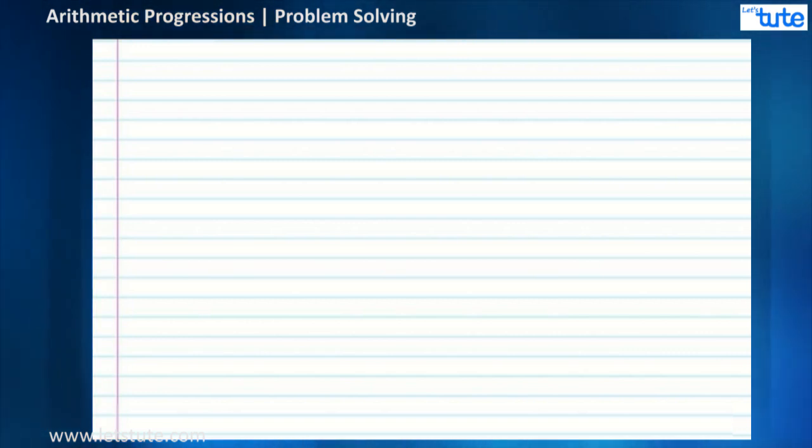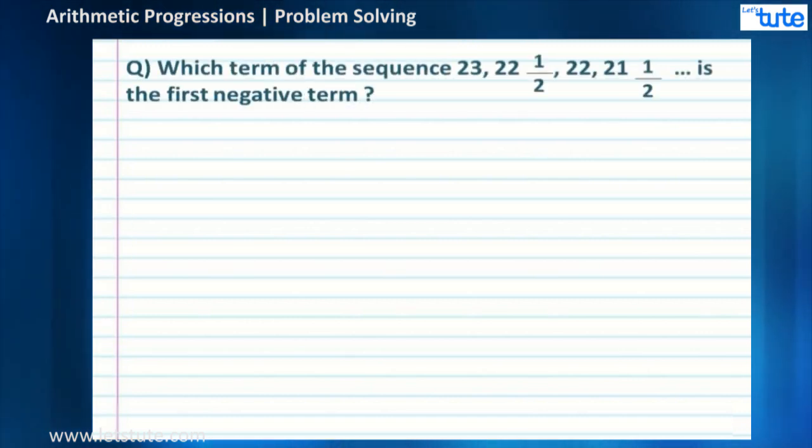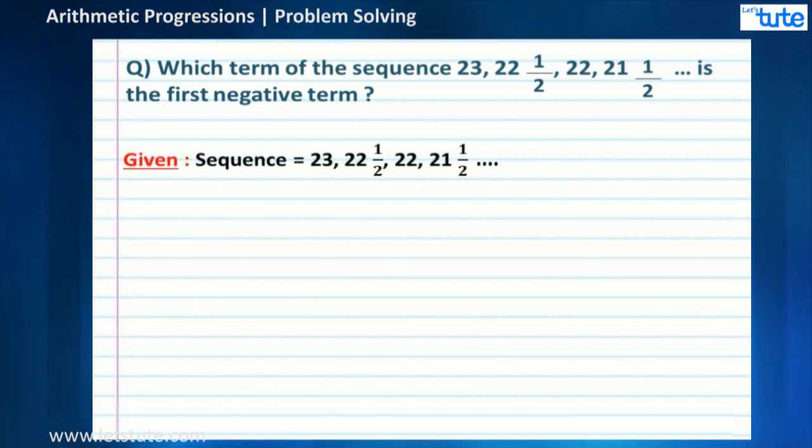So here is our first clue. Which term of the given sequence 23, 22 and a half, 22, 21 and a half and so on is the first negative term? Now don't get worried after looking at the clue. Let us first break down the clue. Let's see what is given to us. We have been given a sequence which is 23, 22 and a half, 22, 21 and a half. Now we need to find out the first negative term.